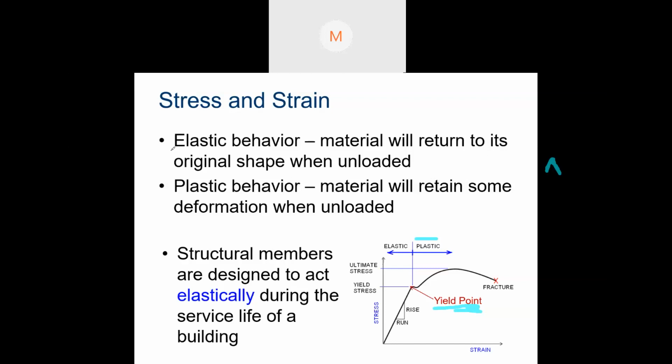Elastic behavior is when the material returns to its original shape when unloaded. Unloaded means when you remove the stress or the load, it returns to its original shape and size. Got it? Then plastic behavior: the material retains some deformation. That means it will not come back to its original shape. That is known as plastic.